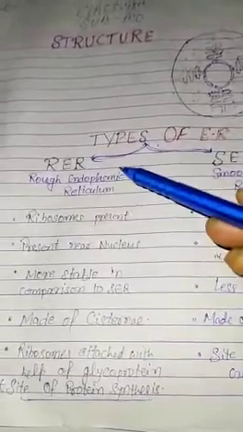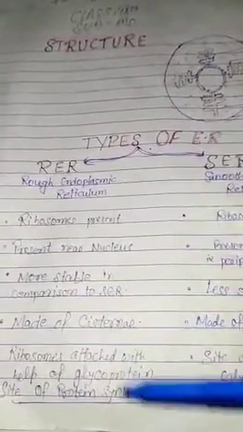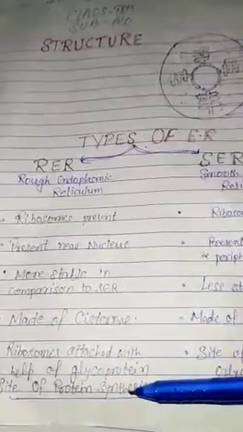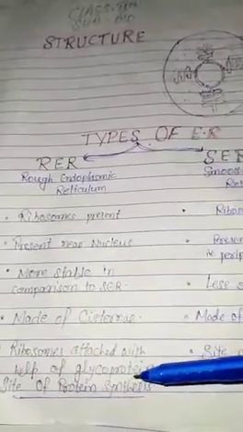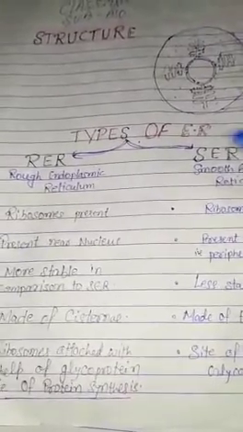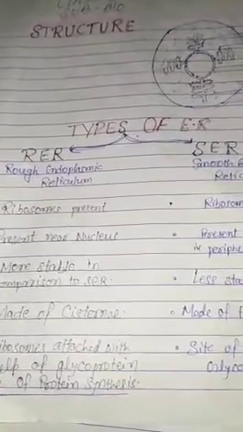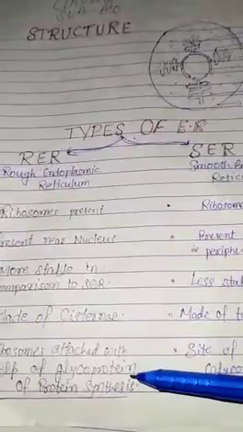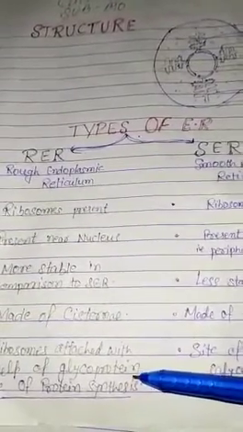And what is the function of rough endoplasmic reticulum? Here ribosomes occur, so protein synthesis takes place. Okay, what is the function of rough endoplasmic reticulum? Protein synthesis, a very important function.